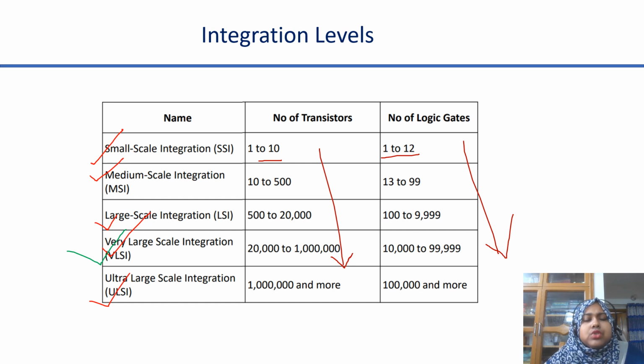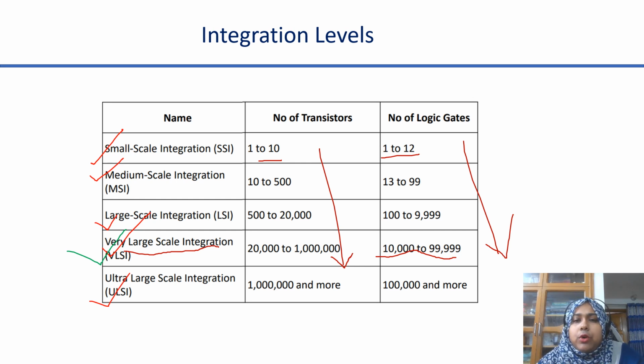Then come medium scale integration and large scale integration, and now we are in very large scale integration. Here the number of transistors used is 20,000 to 1 lakh, and the number of logic gates used is 10,000 to 99,999. Now you may have a question about what logic gates are.